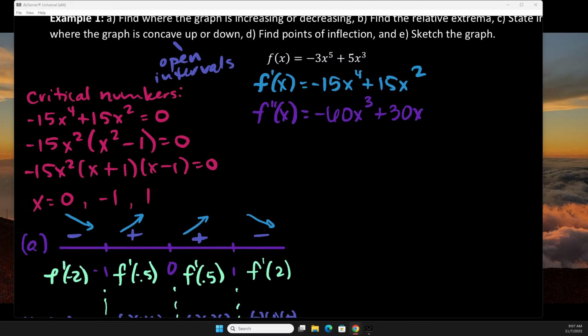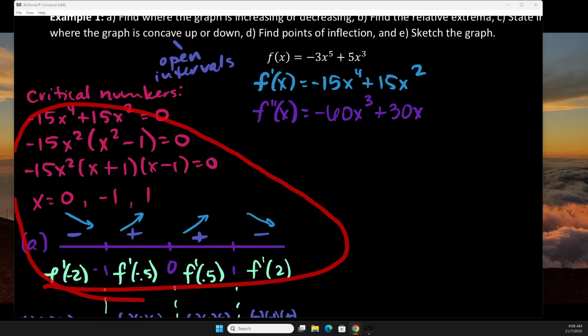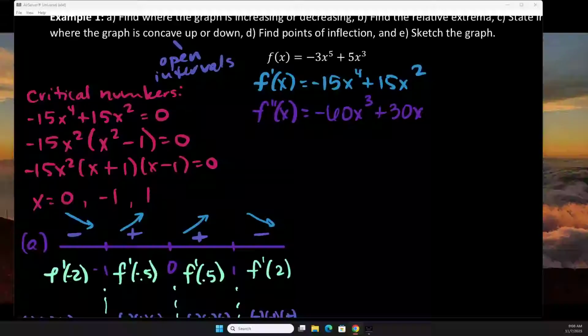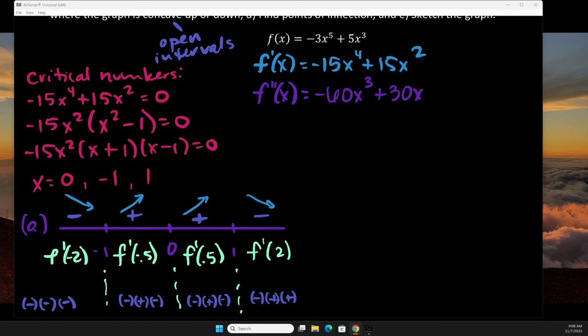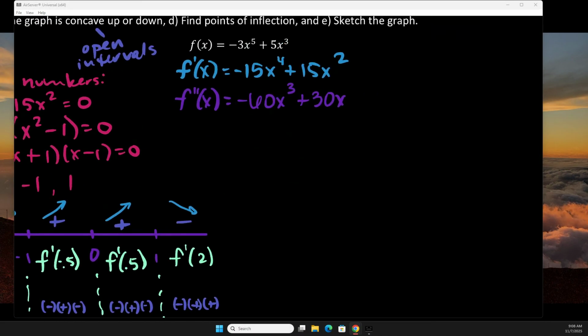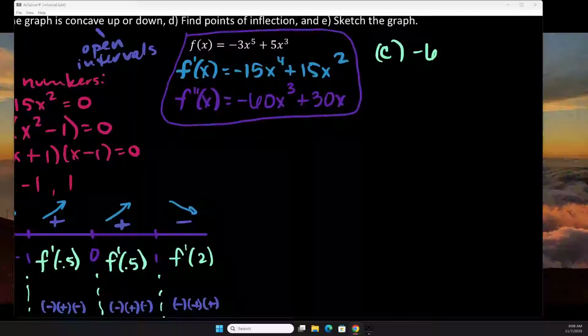Okay, so we're going to do a similar thing to what we did right here. We're just doing it with the second derivative. And we don't call them critical numbers for the second derivative. That's just the first derivative. But they are potential points of inflection. All right, so let's take that second derivative, and we're going to set it equal to 0.